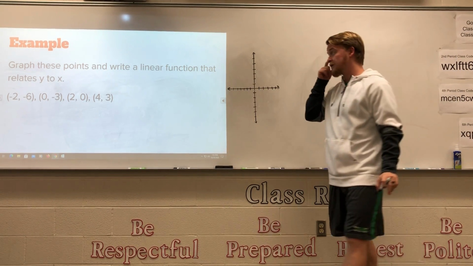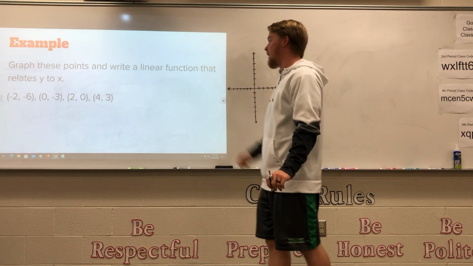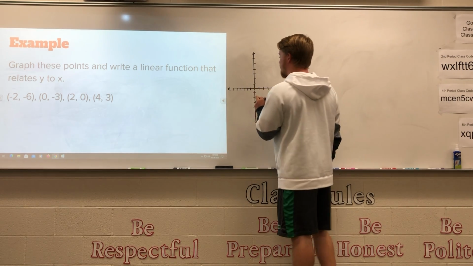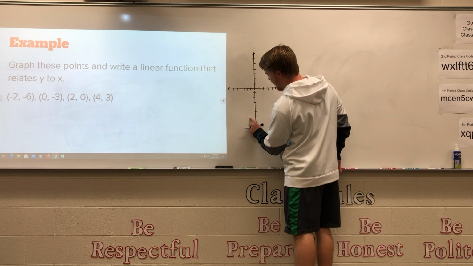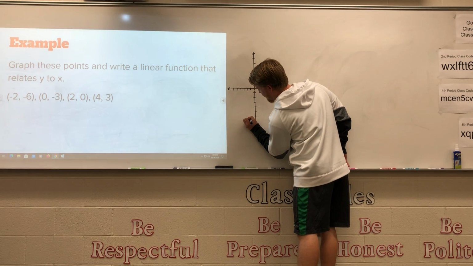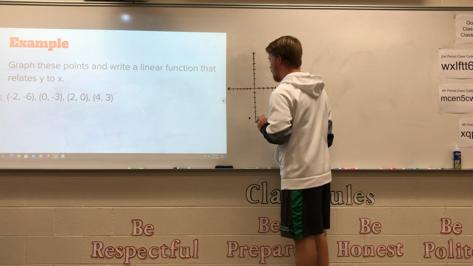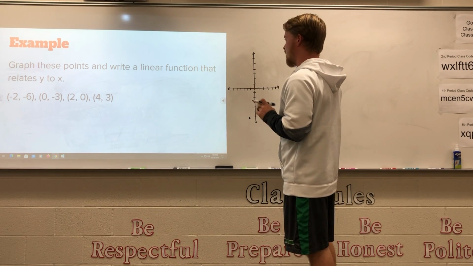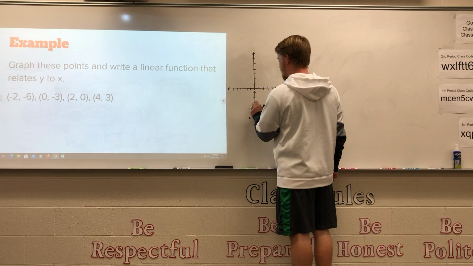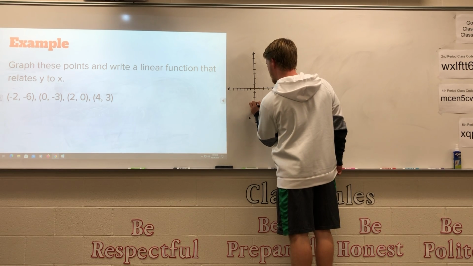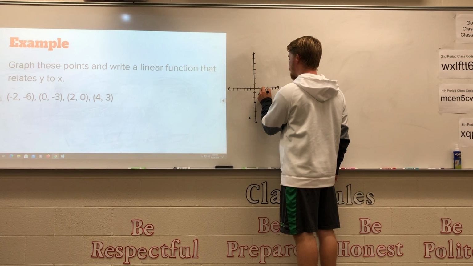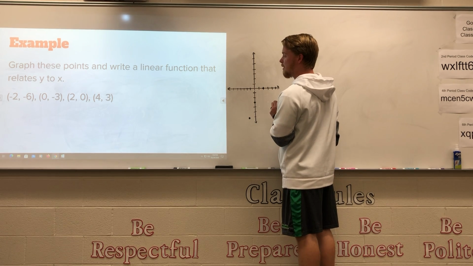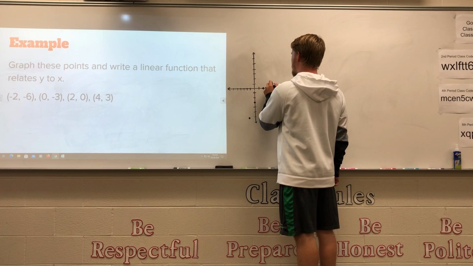So, first thing it wants us to do is graph those points. So I'll graph each individual point. -2, -6, over to -2 on the x-axis, down to -6. Hopefully by now we know how to graph individual coordinate plane points. So I'm going to graph all of these: 0, -3, 2, 0, and 4, 3.